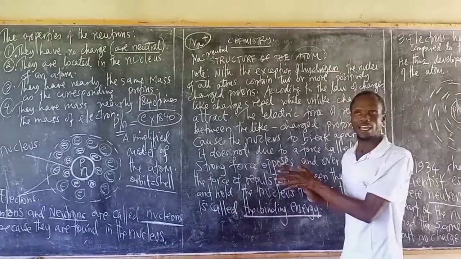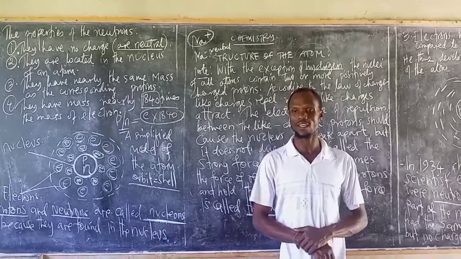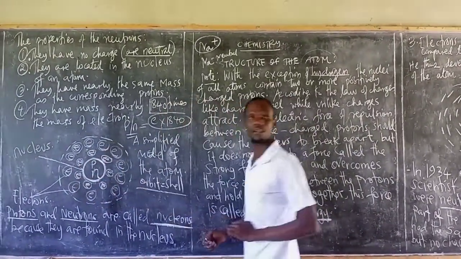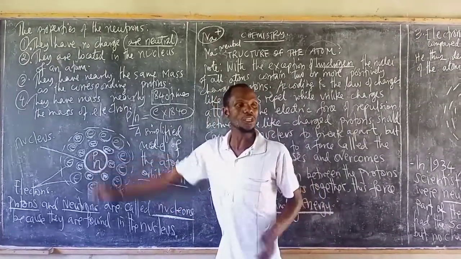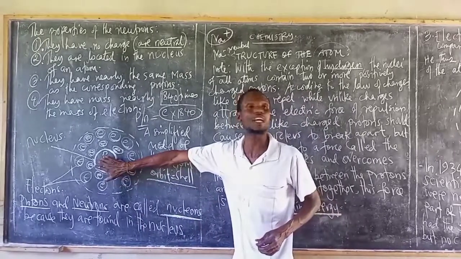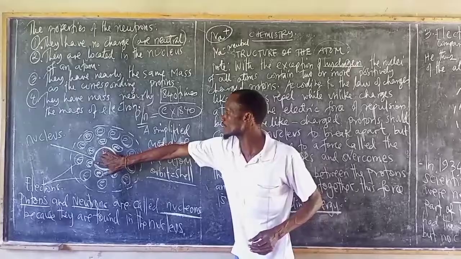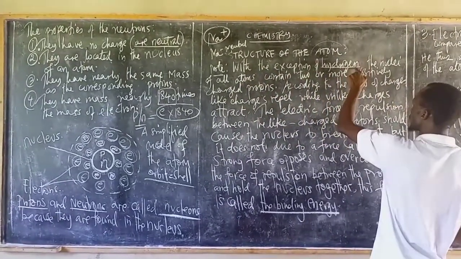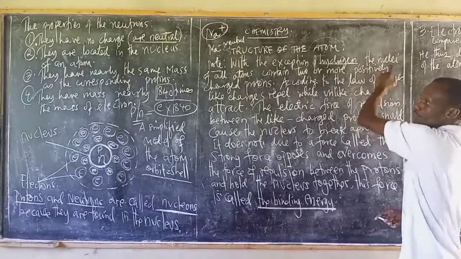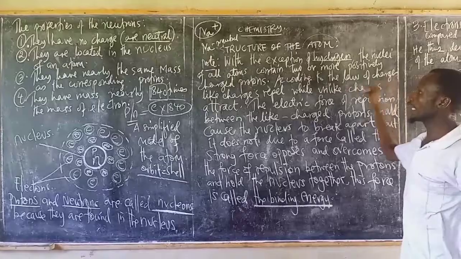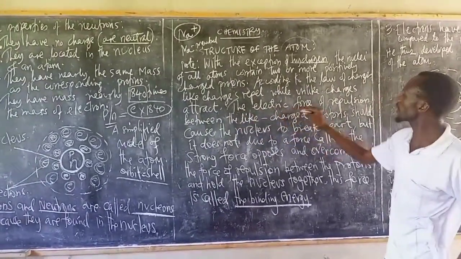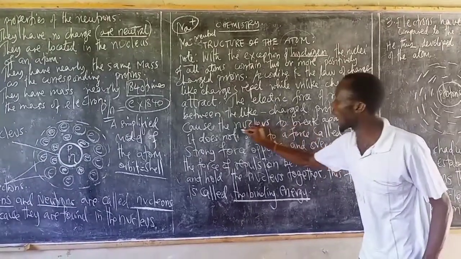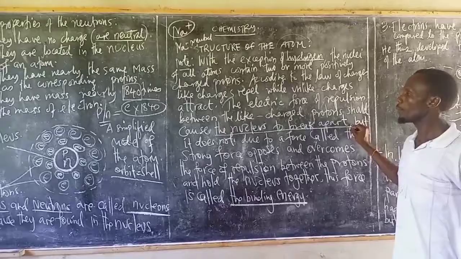But according to the principle of charges, if we have like charges at the same place, they repel each other. But if we have unlike charges at the same place, they attract each other. So we didn't expect this nucleus to be formed, because it contains protons, which are like charges. So we expected repulsion in the nucleus, and if repulsion happened, the nucleus would break down. But this is what I've written here. With the exception of hydrogen, the nuclei of all atoms contain 2 or more positively charged protons. According to the law of charges, like charges repel, while unlike charges attract. So the electric force of repulsion between the like-charged protons should cause the nucleus to break apart. But it does not.